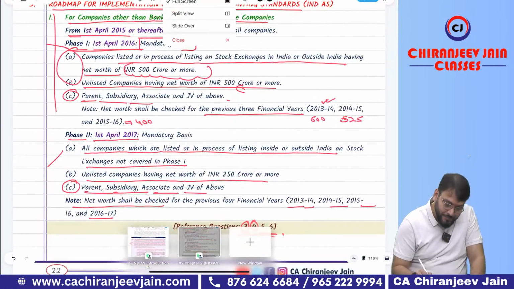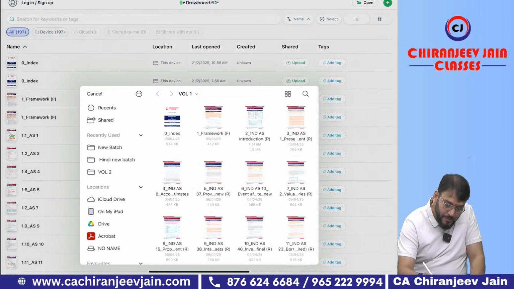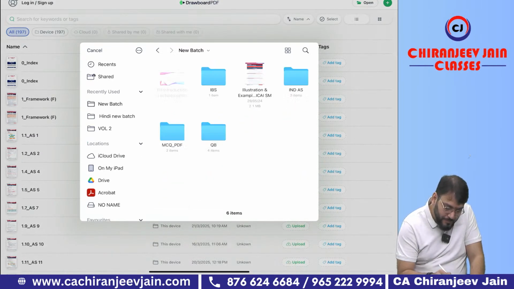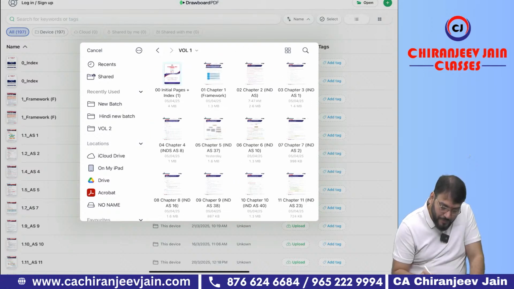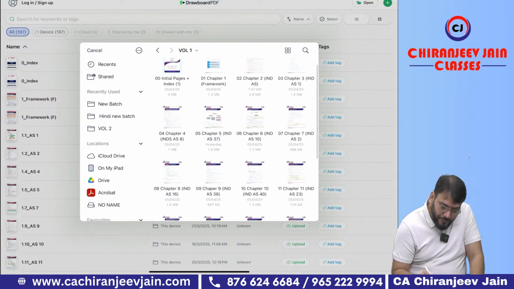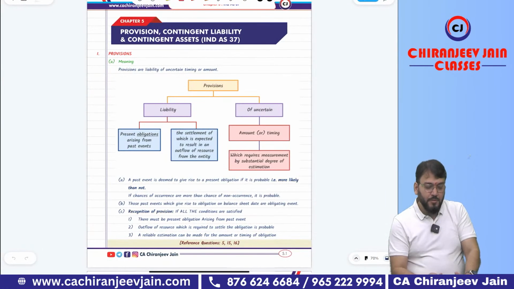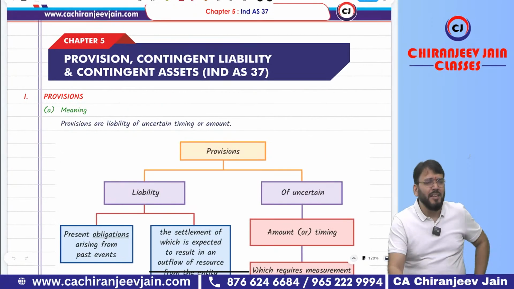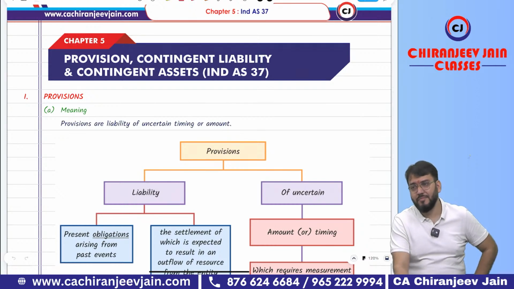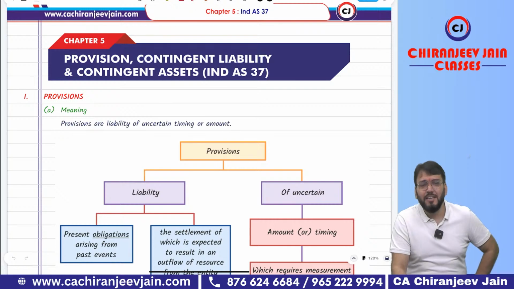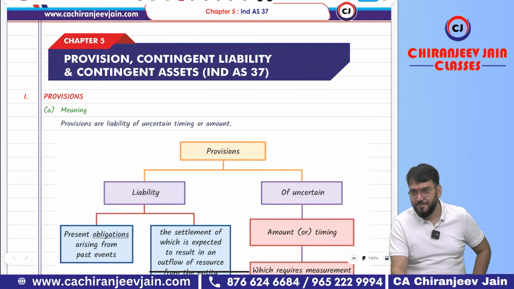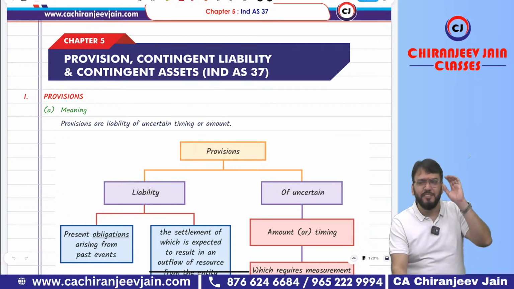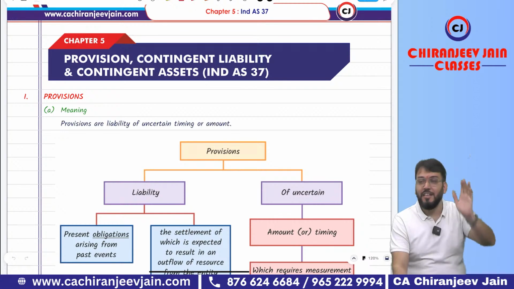Ind AS 37. Normally every FR faculty will start with Ind AS 1. Ind AS 1 is presentation of financial statements, meaning discussion about balance sheet, statement of P&L, etc. But I don't start with Ind AS 1. There is some reason. The reason you will understand when I do Ind AS 1.